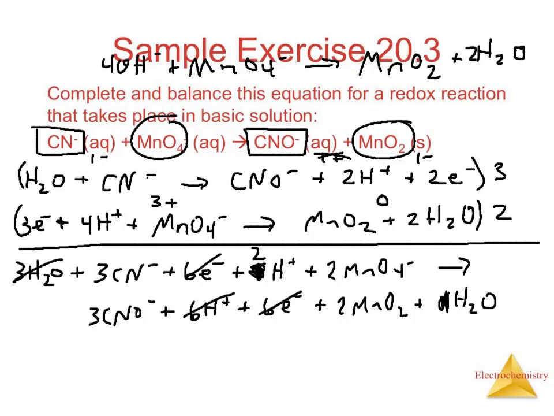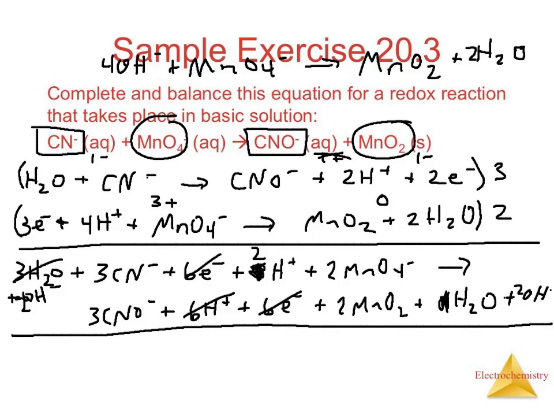So I'm going to add OH minus to the reactant side, and I'm going to add OH minus to the product side. Now I'm going to add 2 OH minuses on each side, and the reason for that is because I want to basically neutralize that H plus. So watch what this does. If I add the 2 OH minuses, it's going to react with the 2 H pluses and make 2 water molecules.